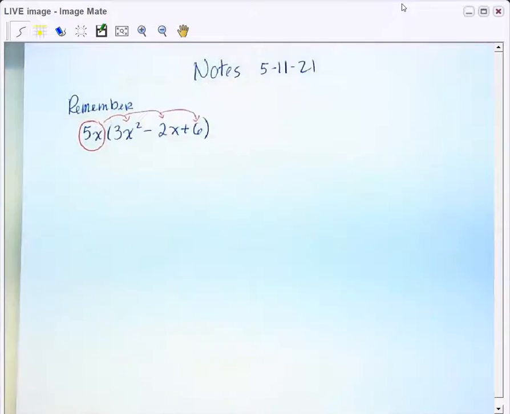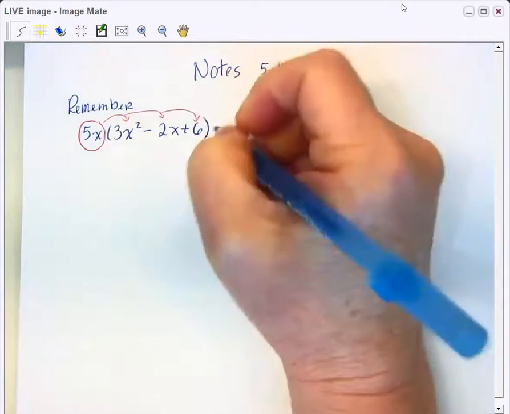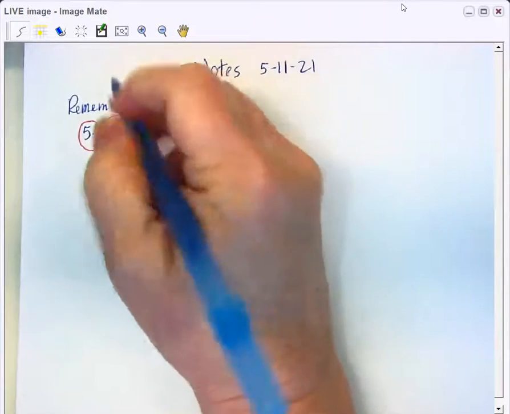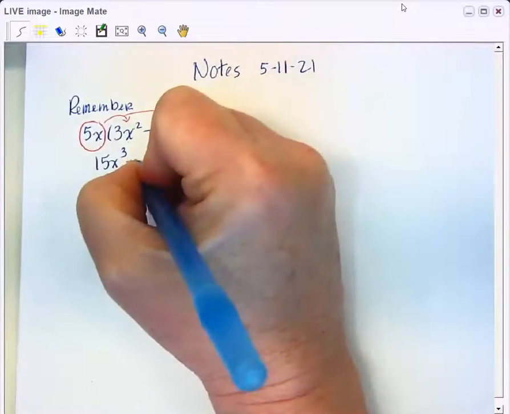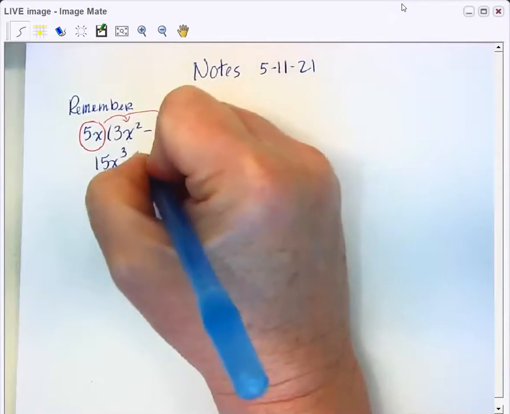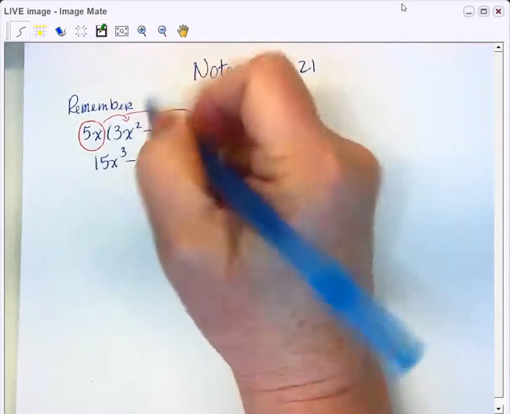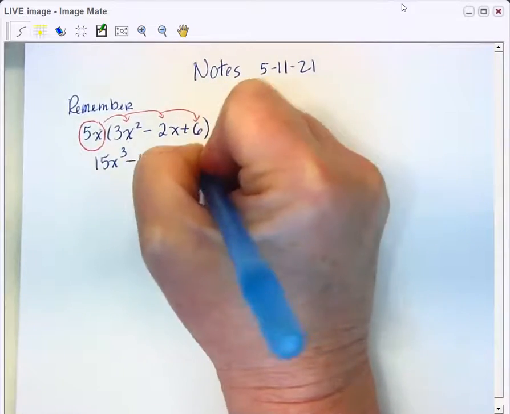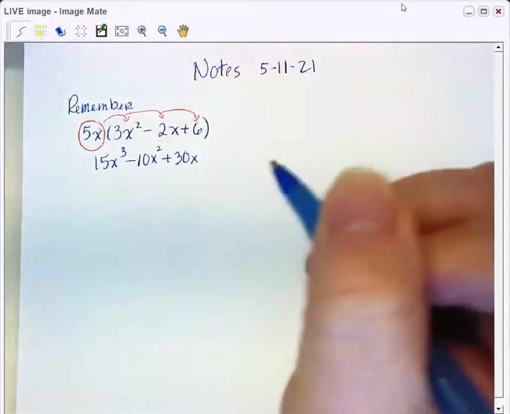So now that it's going to have a common term, when we multiply these, we get 15x to the 1 and 2 make 3, minus 5 times 2 is 10x, here's a 1 and a 1 makes 2, plus 30. There's 1, there's none, there's 1.